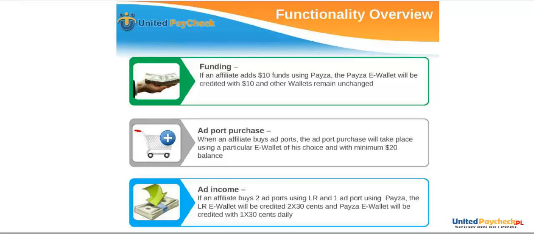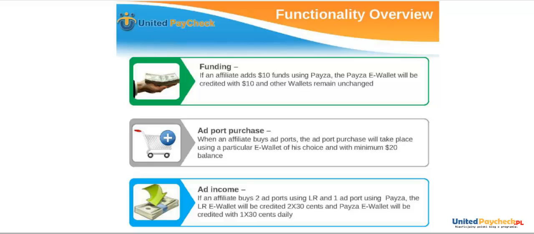Now guys, this is where I'll talk about how this would work in different areas. Let's start with funding first. The affiliate will fund a particular e-wallet, and when he pays using the currency, you'll see the balance of that e-wallet increase, and all the other e-wallets will remain unchanged. For example, if an affiliate adds $10 fund using Payza, the Payza e-wallet will be credited with $10, and the other e-wallets, let's say Liberty Reserve, EgoPay, would remain unchanged. So only your Payza e-wallet gets affected.